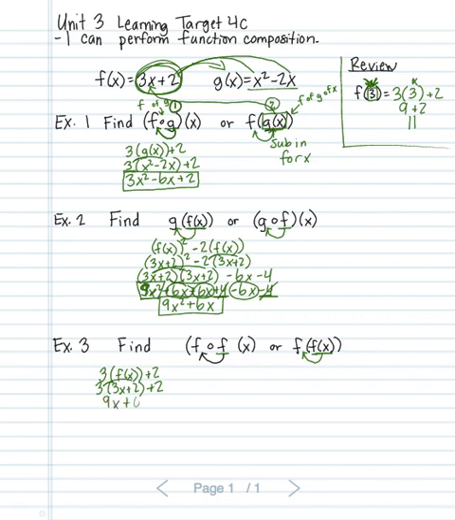Okay, so don't forget the difference between f of g of x versus f times g of x. This means multiply. This means take the second one and fill it in for the first one. That's how you do function composition.